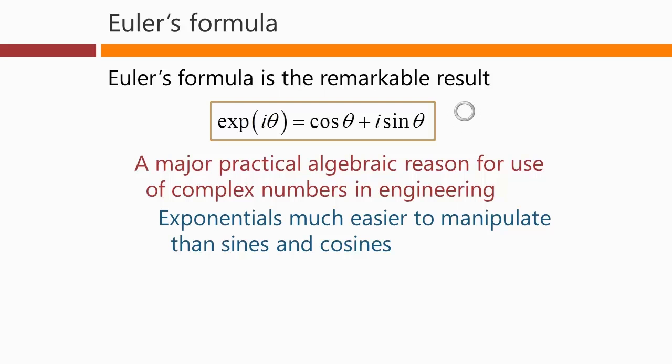Now, in addition to being a remarkable mathematical result, this expression is what makes it very useful to use exponential notation in algebra for physics and engineering and many other subjects. It's a major reason why we use complex numbers in engineering, for example. Exponentials are basically much easier to manipulate than sines and cosines. Multiplying exponentials together is straightforward, it's just a matter of adding powers. Multiplying sines and cosines together, we can do it, but there's a whole lot of formulae in order to do that that we might have to remember, and that can get quite complicated.